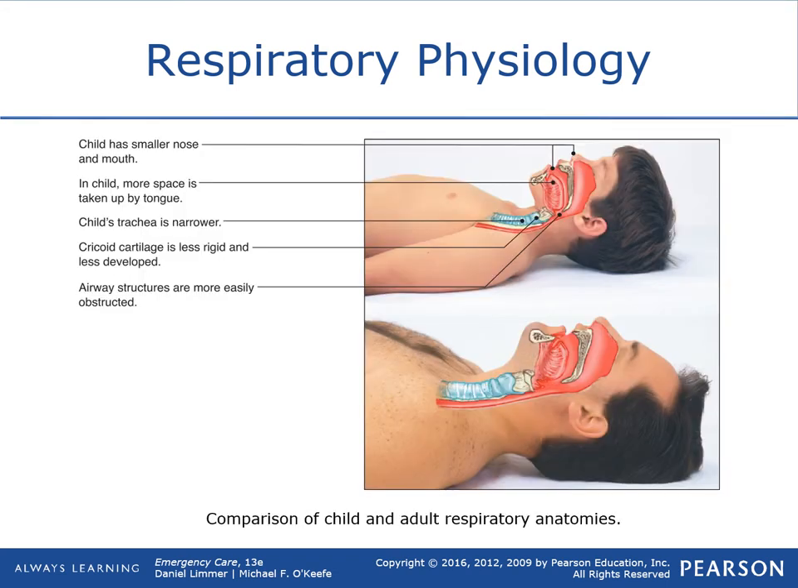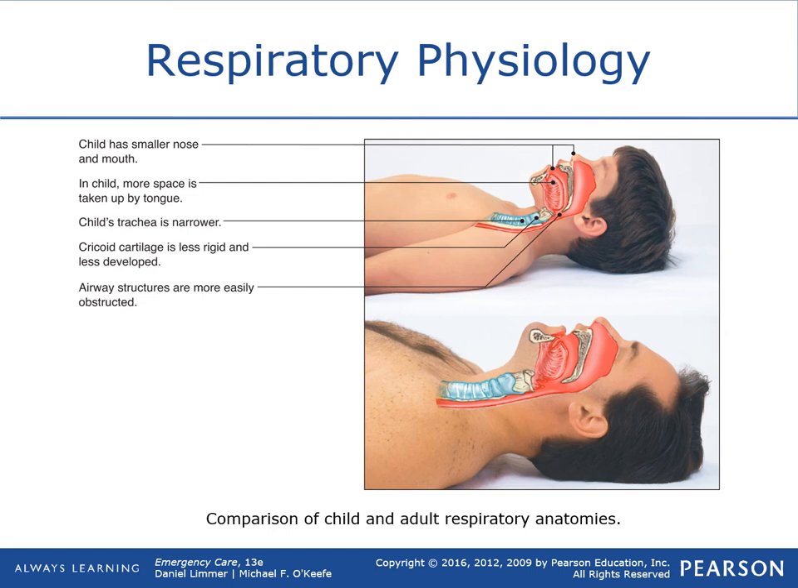So we're going to be talking about this slide a lot more with pediatrics, but there are some important differences to note when it comes to kids versus adults and their airways. Some few highlights that we want to point out is the child does have a smaller nose and mouth. In a child, a lot more space is taken up by the tongue. The tongue generally is at almost an adult size when you're born, but the face isn't and the mouth isn't, so it's going to take up a lot more space inside the mouth.